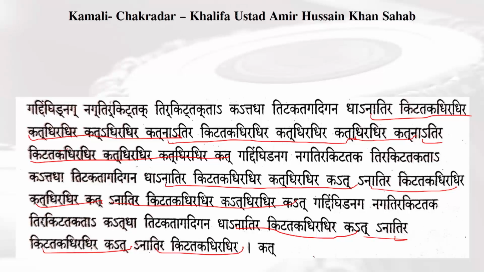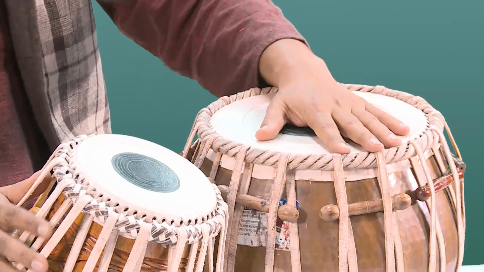Gadi gadi natir kertuk ter kertuk tak tada ter kertuk tada natir kertuk dhir dhir kat dhir dhir kat dhir dhir kat natir kertuk dhir dhir kat dhir dhir kat dhir dhir kat natir kertuk dhir dhir kat dhir dhir kat dhir dhir kat gadi gadi natir kertuk ter kertuk tak da natir kertuk dhir dhir kat dhir dhir kat natir kertuk dhir dhir kat dhir dhir kat natir kertuk dhir dhir kat dhir dhir kat gadi gadi natir kertuk ter kertuk tak tada ter kertuk tada natir kertuk dhir dhir kat dhir dhir kat natir kertuk dhir dhir kat.